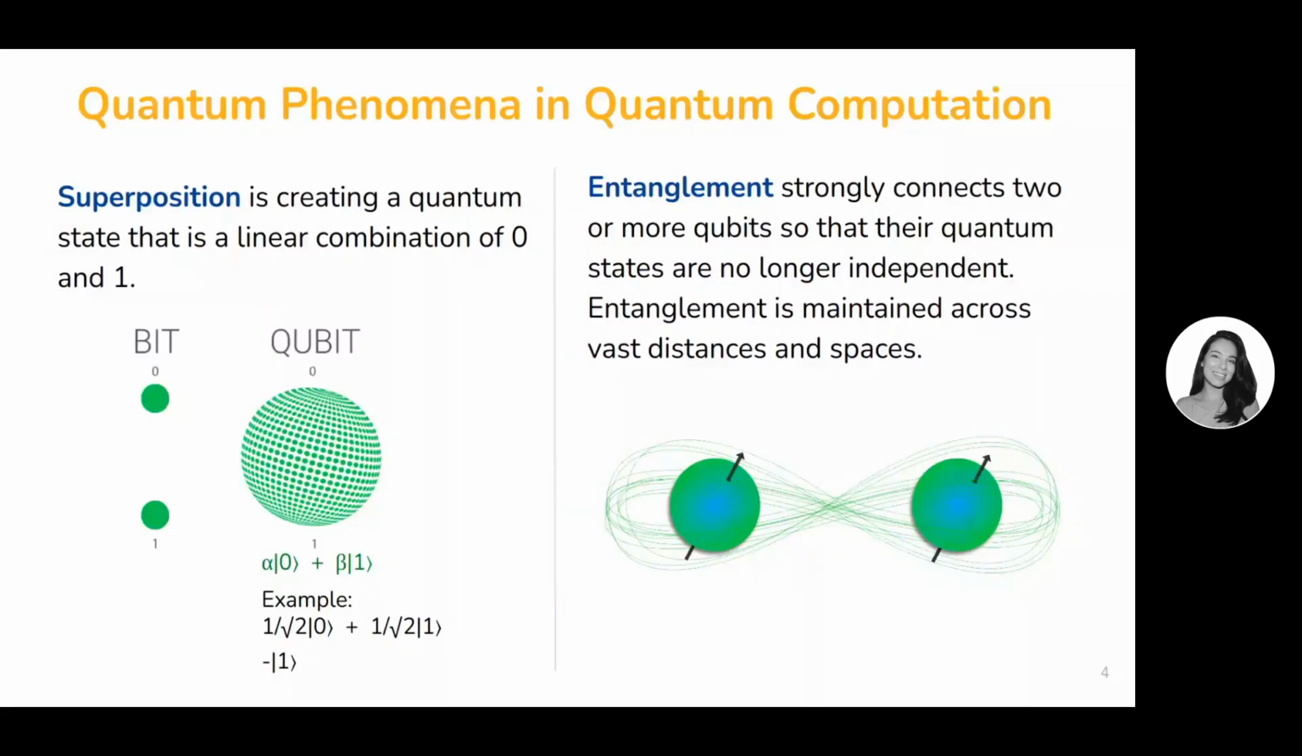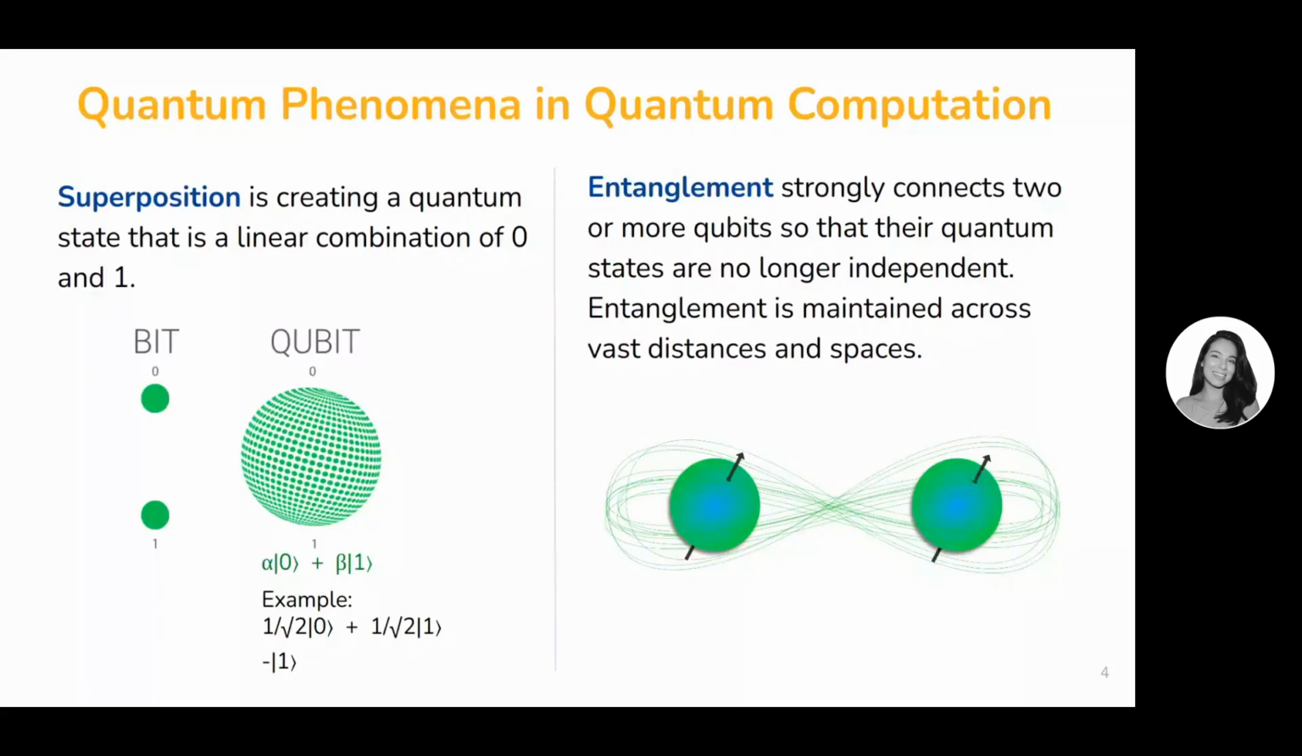As for the entanglement, now the entanglement is a strange phenomenon, I would say. However, it's a very, very powerful one. So let's start with the definition of what entanglement is. Entanglement strongly connects two or more qubits so that their quantum states are no longer independent. Entanglement is maintained across vast distances and spaces. So the idea is that we can get at least two qubits to interact together and create what we call an entangled state. This entangled state has a very specific mathematical constraint.